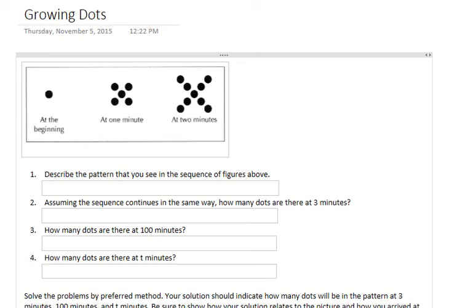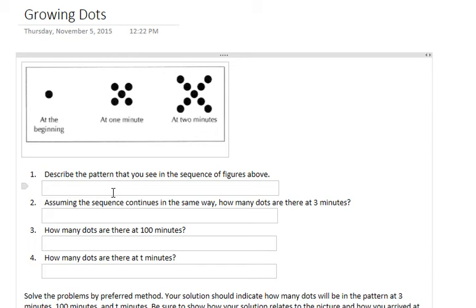Today we're going to be looking at the first task in the Mathematics Vision Project Math 1 curriculum in Module 3, called Growing Dots. Here we've got this pattern of dots. At the beginning, say at time 0, we've got 1 dot. At 1 minute we have 5 dots, and then it looks like we've got 1, 2, 3, 4, 5, 6, 7, 8, 9 dots at 2 minutes.